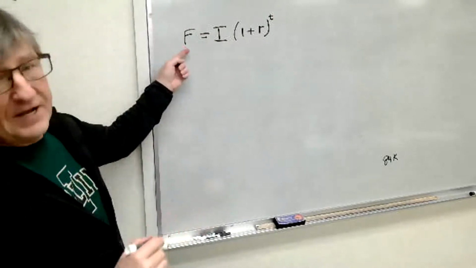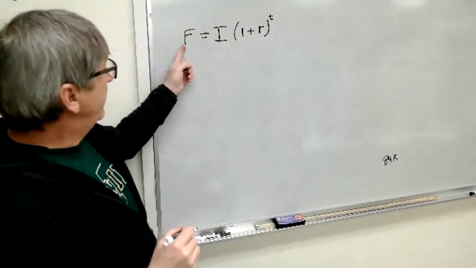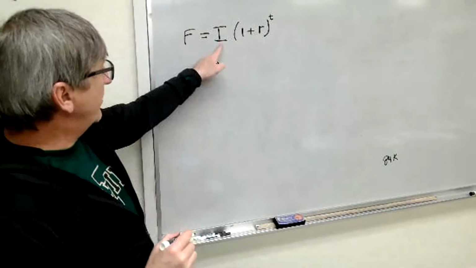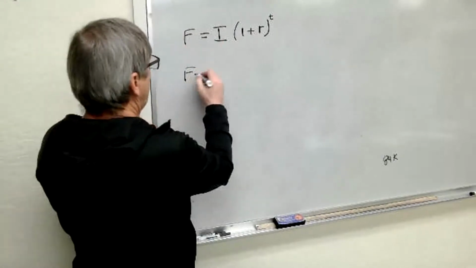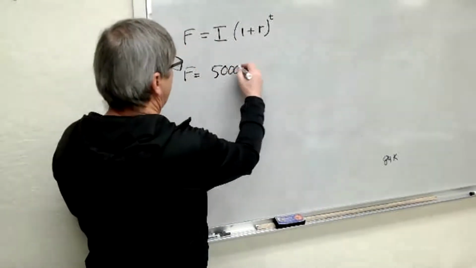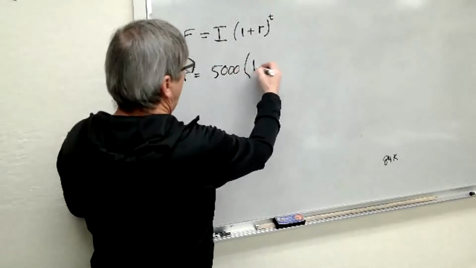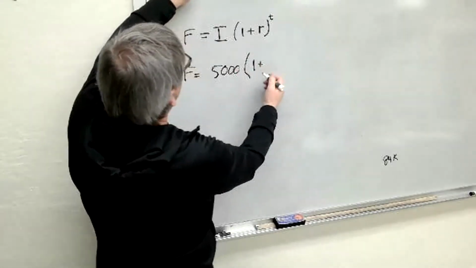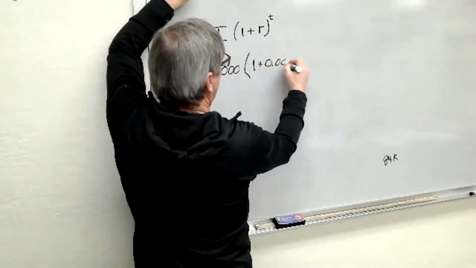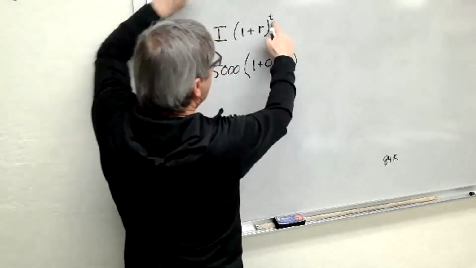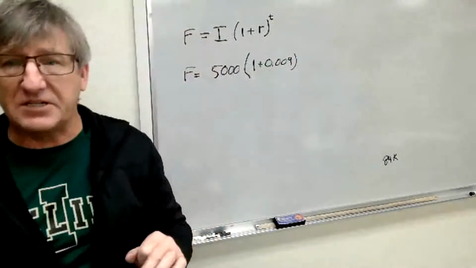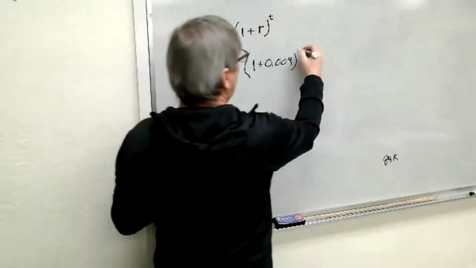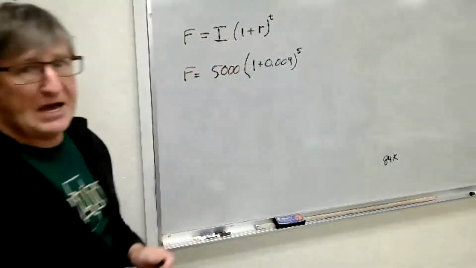This is the final answer. This is the initial number, which was 5,000. R was what we calculated right here. And T is the amount of time that's going to go by. So this would be raised to the 5th power.